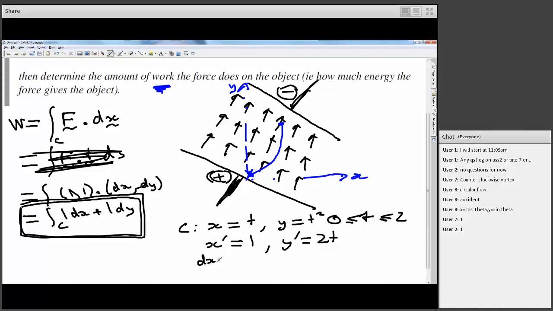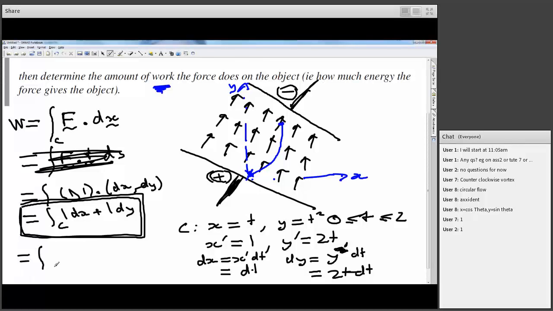Then dx is equal to the derivative times dt, which is just, well, the derivative of x is just 1, so it ends up being dt. And dy, again simple, straightforward substitution, is y dash, the derivative of t squared, which gives you 2t dt. So now we have all this information, we just plug it in.